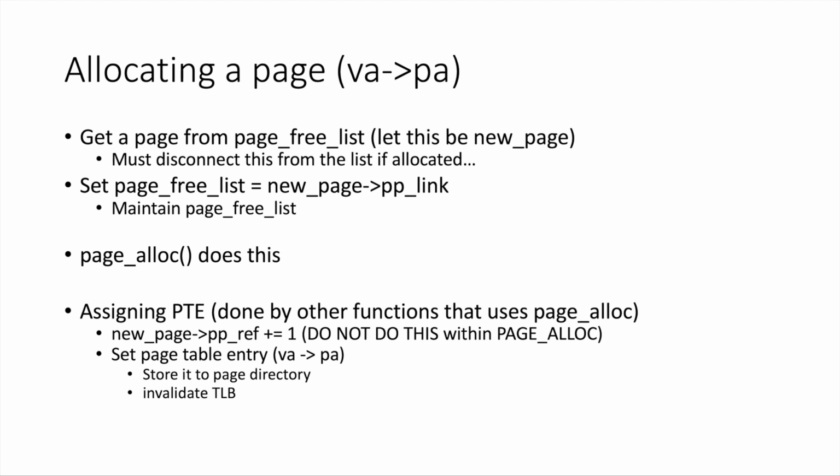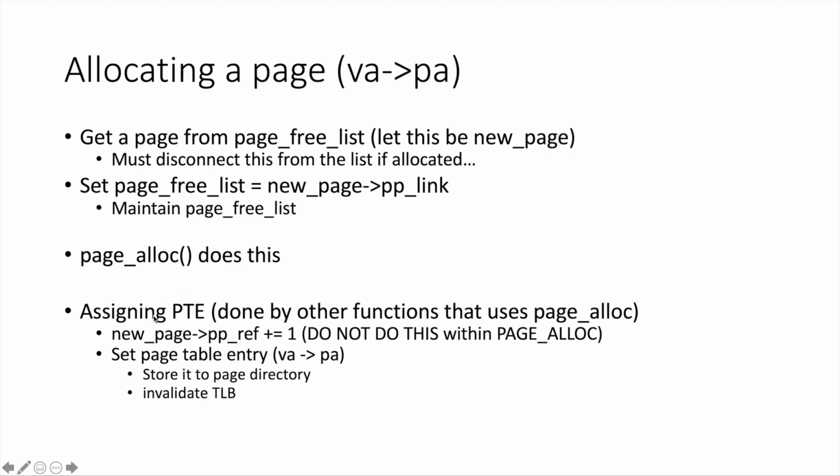After building the list, allocating a page can operate as follows. To allocate a new physical page, you need to get a free physical page. To do this, you can cut the head of the page free list, move to the next element, and use the previous head as the new page that will be allocated. And the function page alloc needs to handle this functionality.